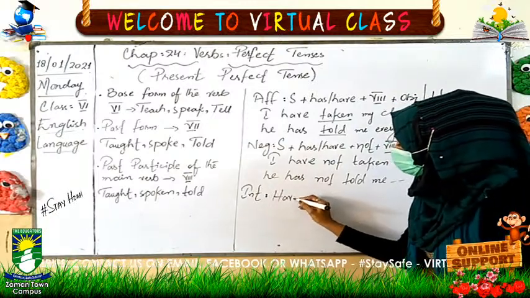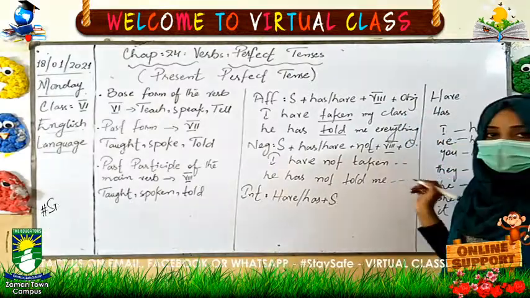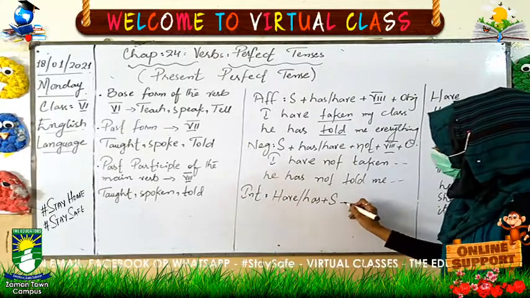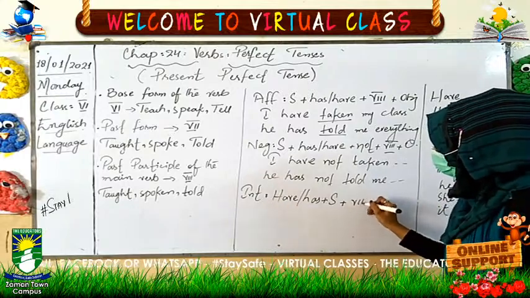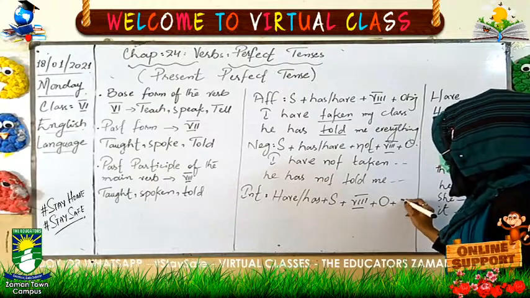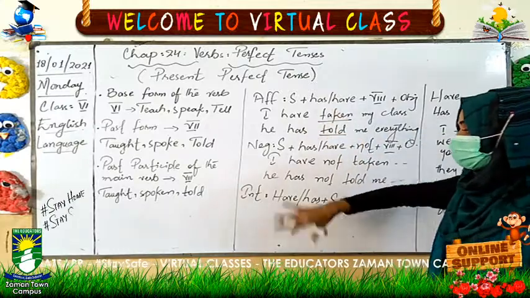Helping verbs will be the first: have, has, then subject, as we were doing in our previous tenses. Have, has plus subject plus third form of the verb plus object plus question mark. Got it? Now convert them into the interrogative.